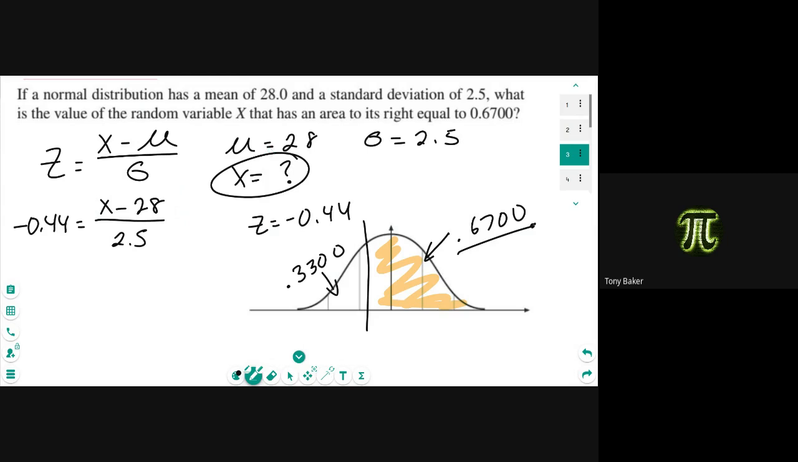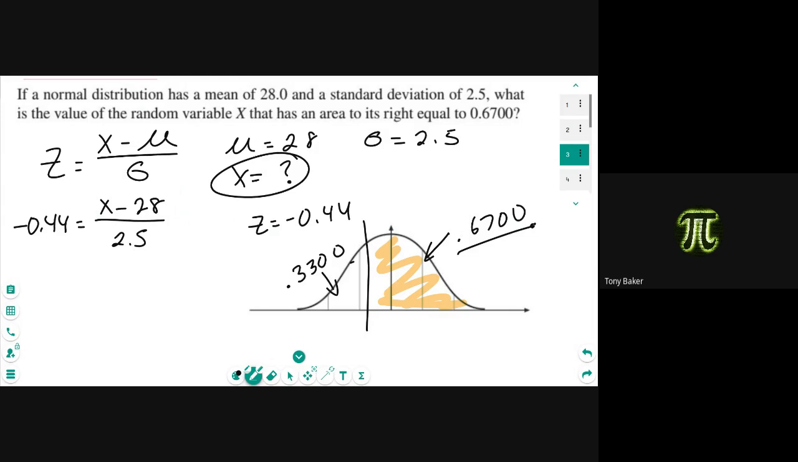I'm going backwards. So typically your final answer would have been that. I'd have asked you what percentage is above this number, and you would have told me 0.6700. This problem is asking you to go backwards, to find what that number is. So we looked at this table to find my z-score. So my z-score is negative 0.44. Now I need to use that to find my x, because that's still z, not x.